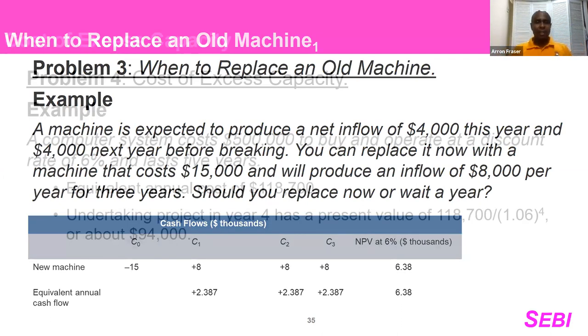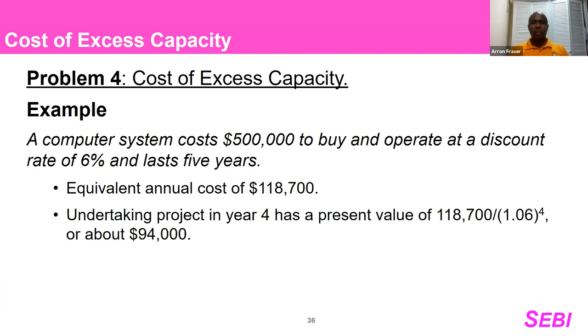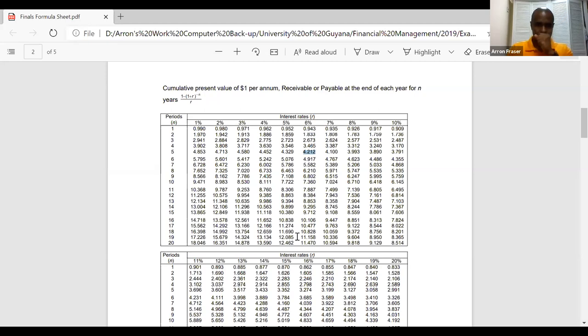And then there is cost of excess capacity. A computer system costs 500,000 to buy and operate at a discount rate of 6% and lasts for 5 years. So again, we take the 500,000, let's do it. We get 6%, we go to find the 5 year annuity factor, which is 4.212. We go back here. So that's 500,000 divided by 4.212. And that will give you 118,708.